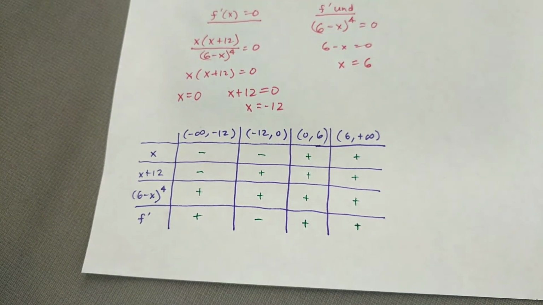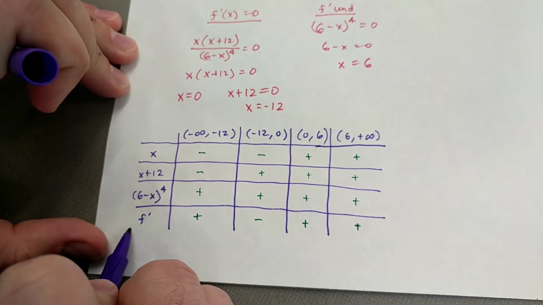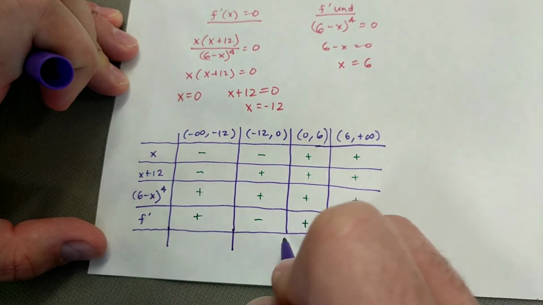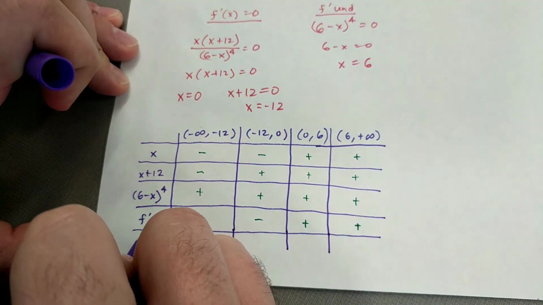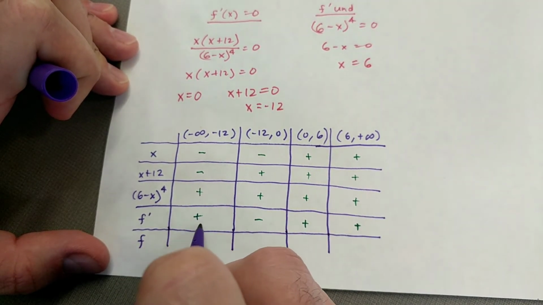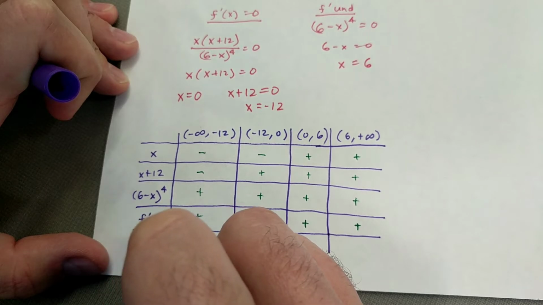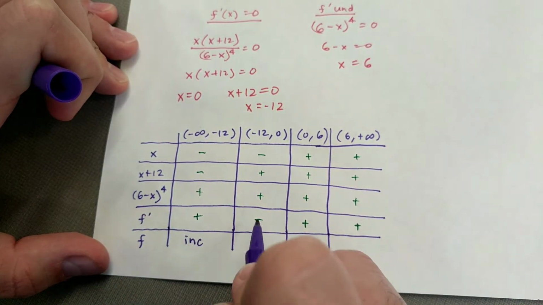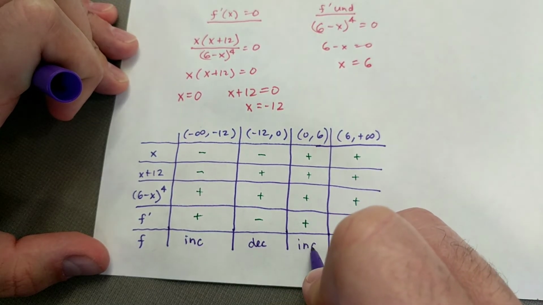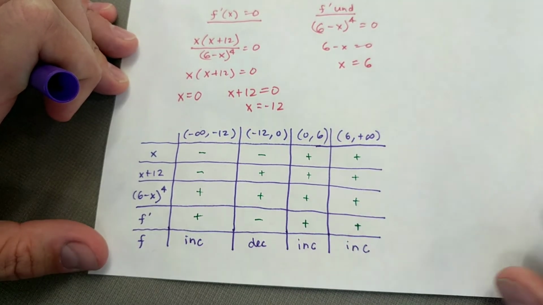Cool. And then you could actually create a different row down here. Sometimes I do it, sometimes I don't, where I write down, what does this mean for f? So that tells you what f prime is. What does this mean for f? Well, if f prime is positive, f is increasing. If it's negative, it's decreasing. Increasing, increasing.